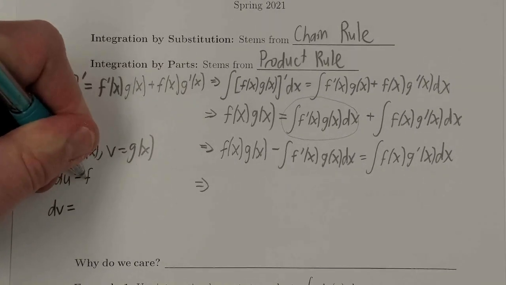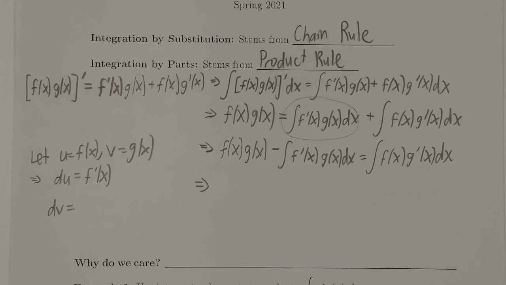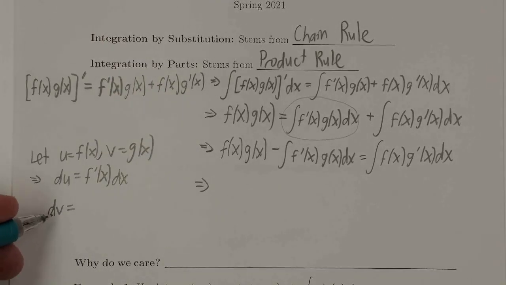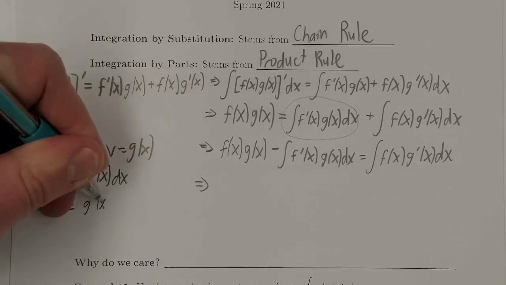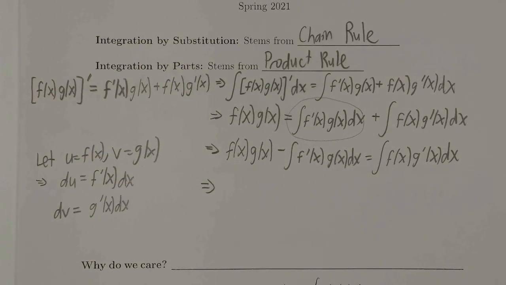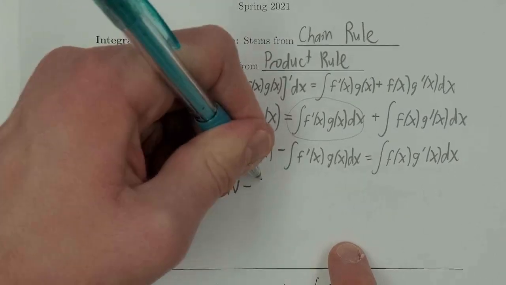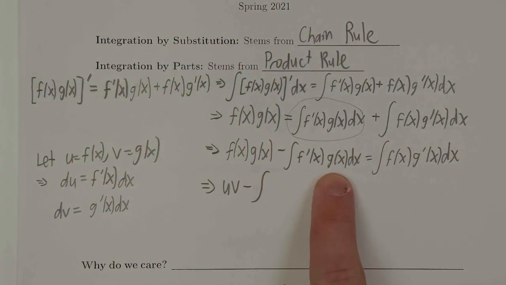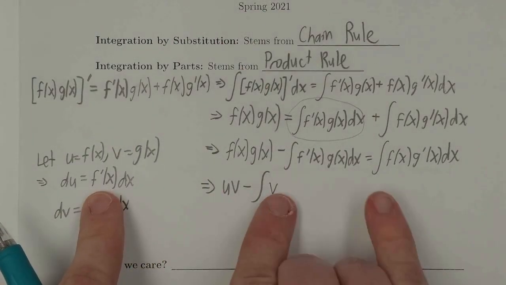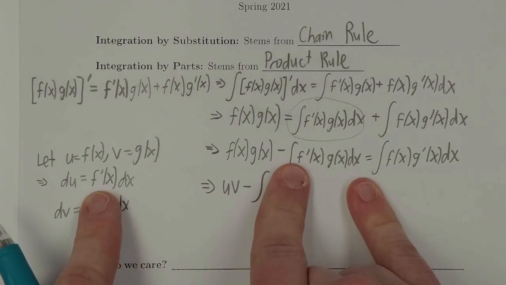Yeah, f prime of x, and then what else do we have to multiply by? Yeah, dx, right? Okay. And then similarly, dv would be g prime of x dx. Okay? So now, if we take this into account, we say, all right, so f and g are right here, so we have uv minus, and then we have g of x, which is v, and then we have du, which is f prime and then dx.